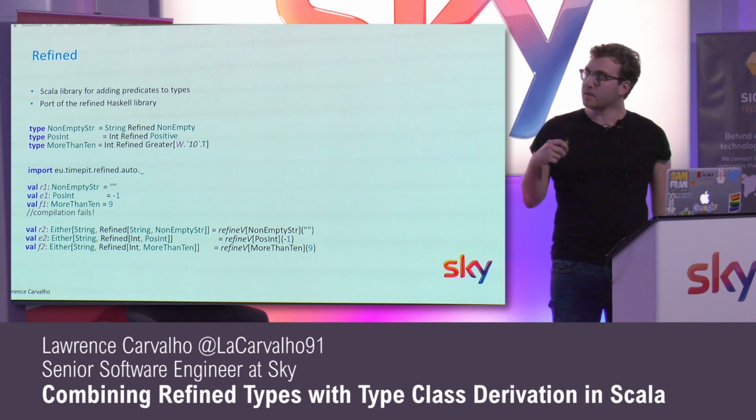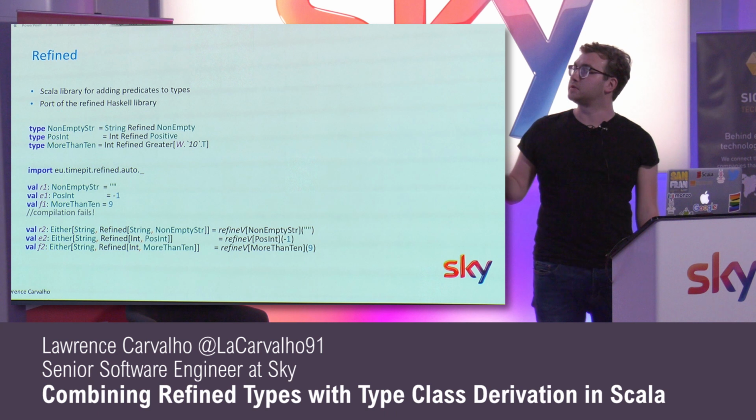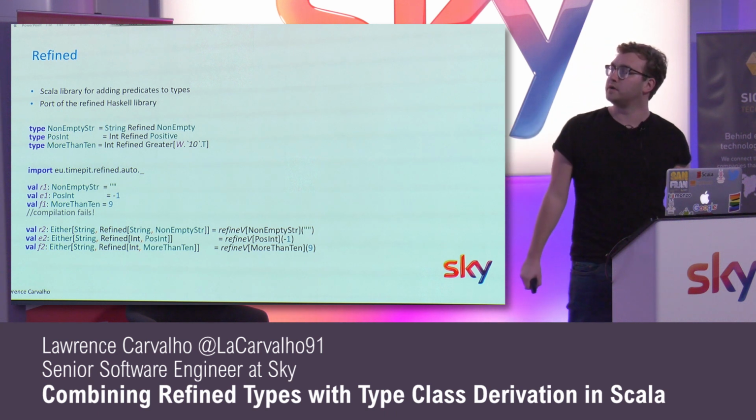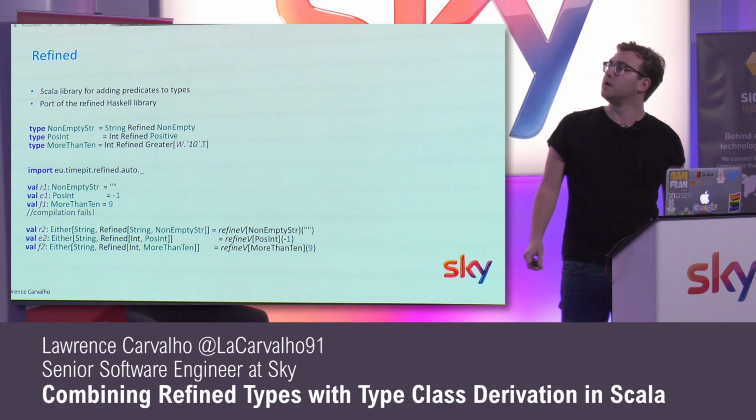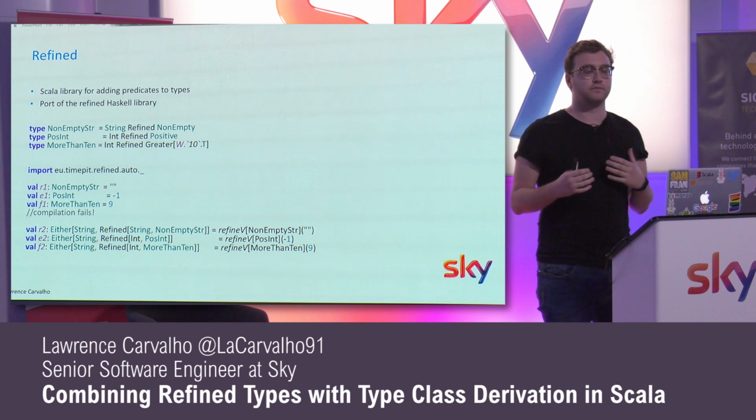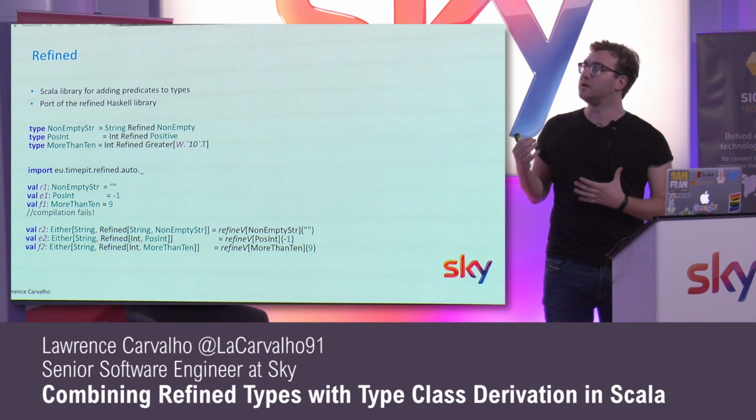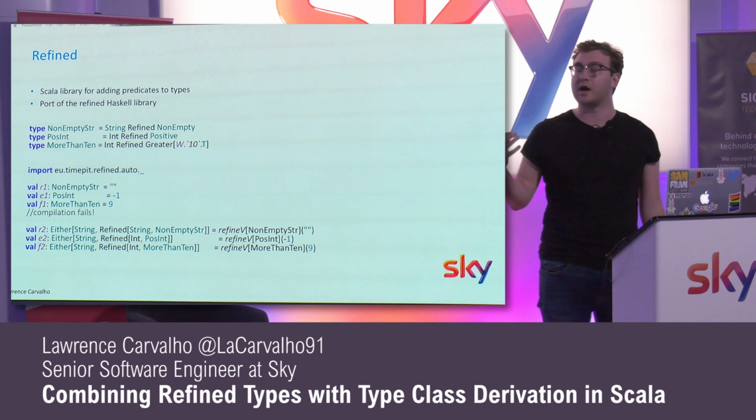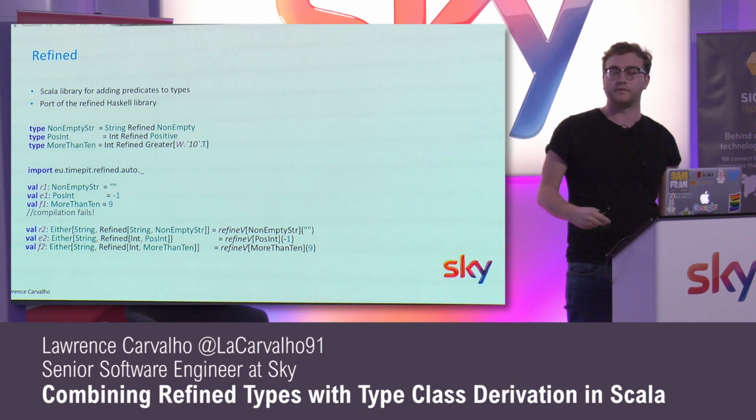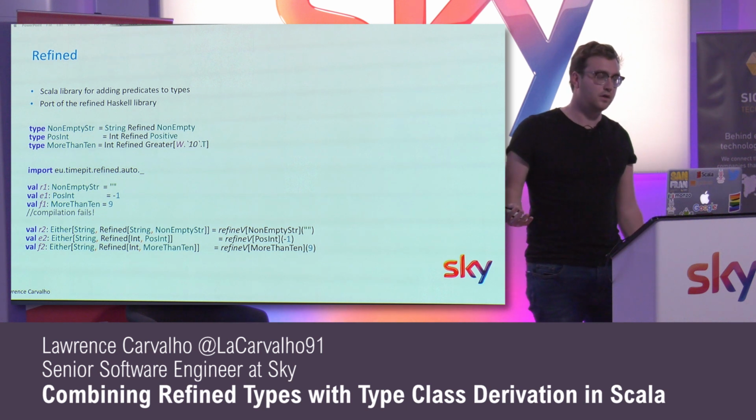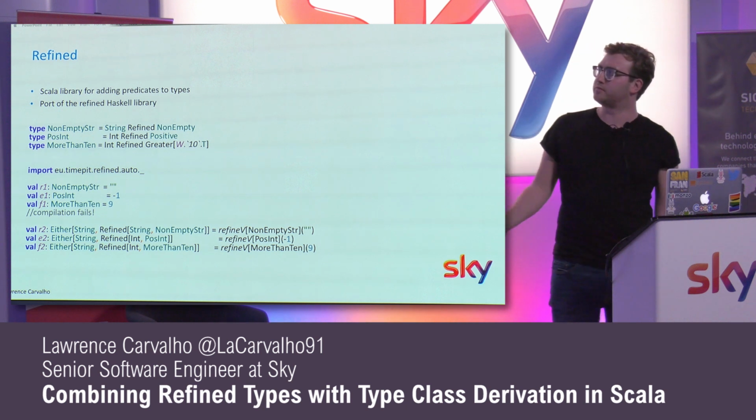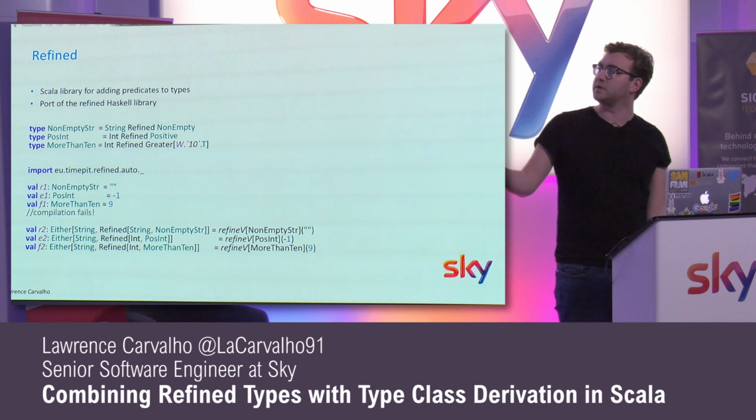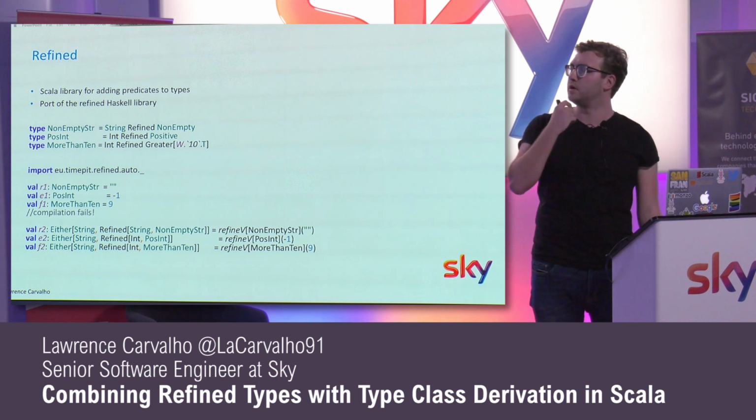So a refinement type is a base type plus a predicate. Here I've got a NonEmptyString defined, which is String Refined NonEmpty. And this means that you cannot have an instance of this type that doesn't adhere to that predicate. So you know at a type level, when you have one of these, you know for a fact it is a non-empty string.